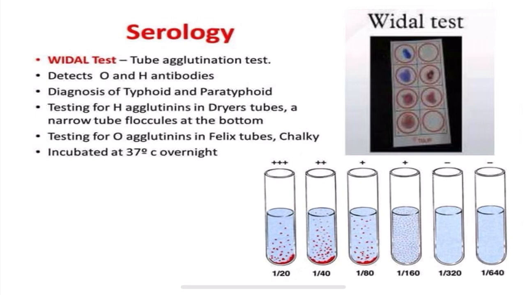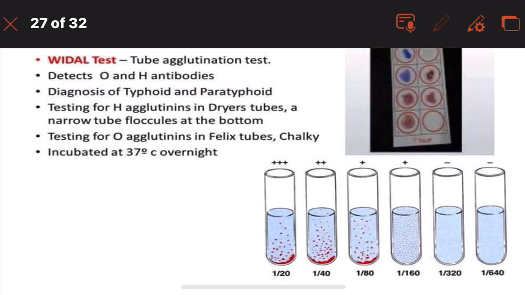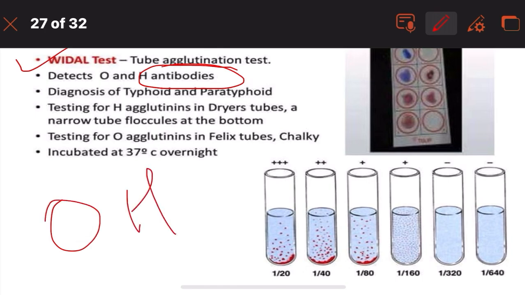What is the mechanism? The test relies on the principle of agglutination, where the antibodies in the patient's serum will bind to and cause the clumping of the bacterial antigens. So you can see here the tube agglutination test. It is a tube agglutination test. It is detecting the antibodies, O antibody, H antibody. It is used to diagnose the typhoid fever and paratyphoid fever, and we are also testing for H agglutinins in Dreyer's tube, a narrow tube, floccules at the bottom.